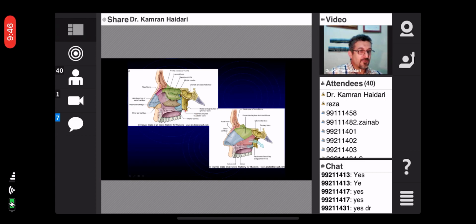The lateral wall, from posterior to anterior, consists of the medial plate of the pterygoid process of the sphenoid bone. This is the medial plate of the pterygoid process. The pterygoid process is related to the sphenoid bone. The next one is the perpendicular plate of the palatine bone. We can see the perpendicular, vertical plate.